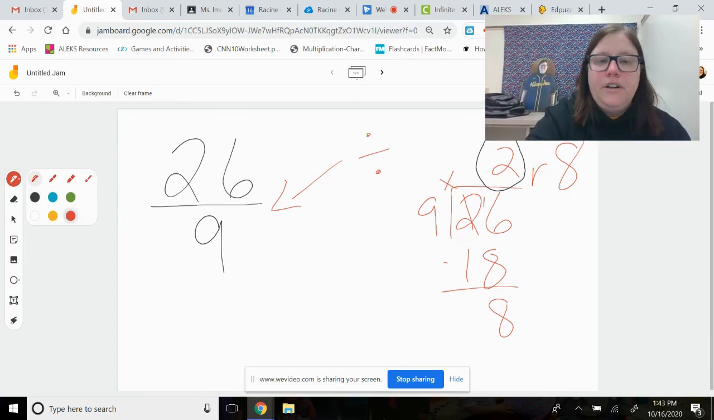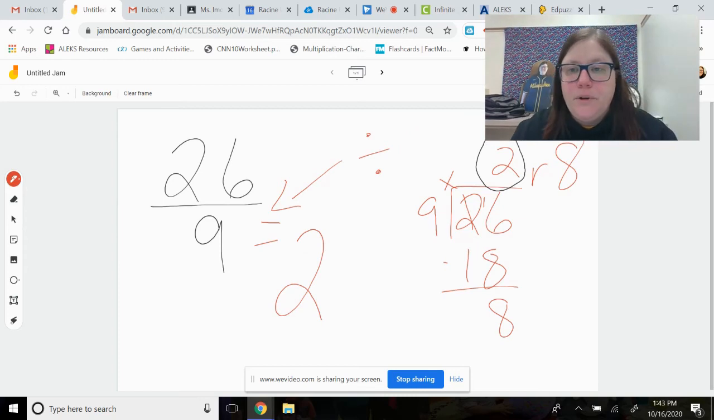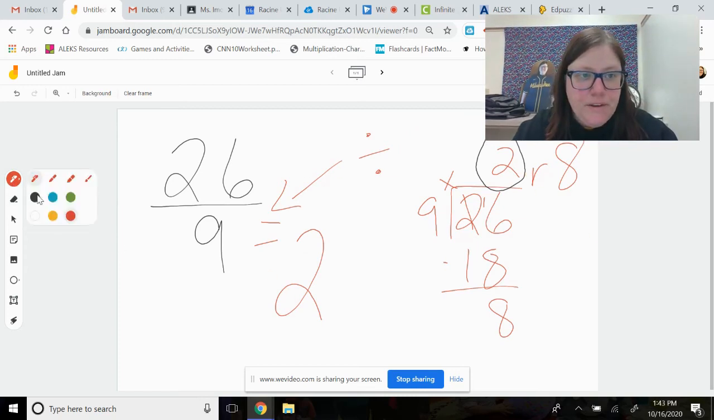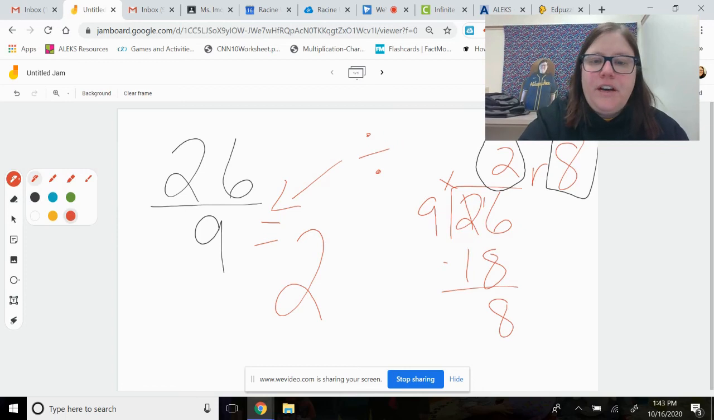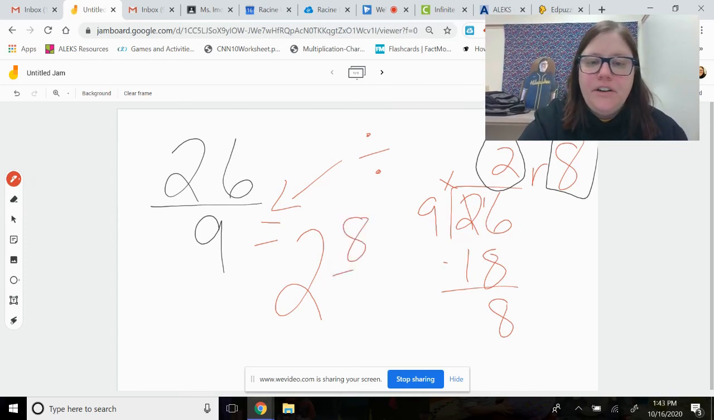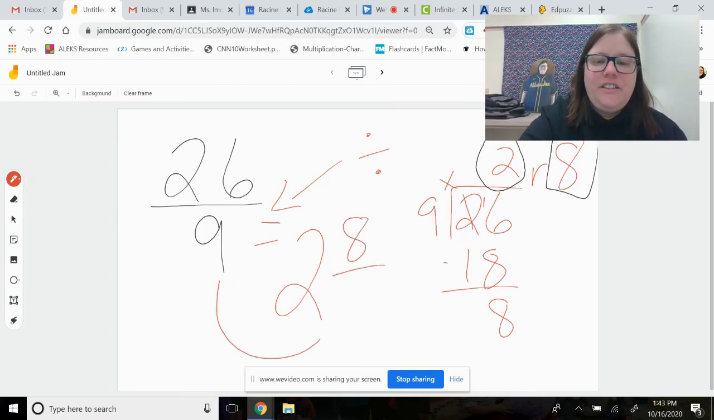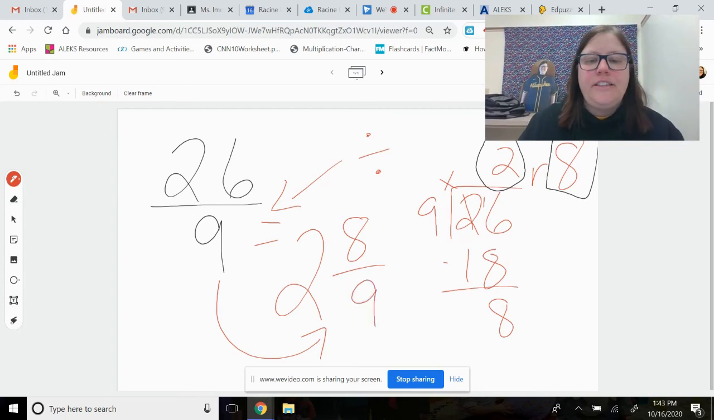Now, to put these in the correct place, I'm going to start with this 2. The 2 is going to become a whole number. It stays a whole number. The 8, the remainder 8, is going to become my numerator. And this just slides over and stays as the denominator. It doesn't change. So my final answer for 26 over 9 is 2 and 8 over 9.